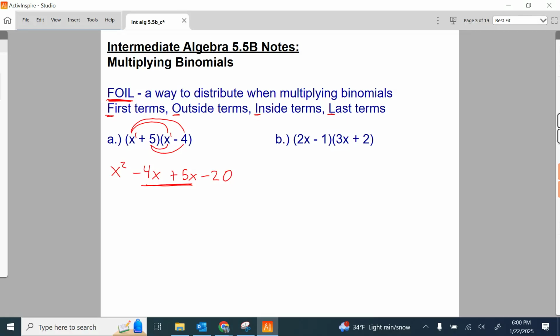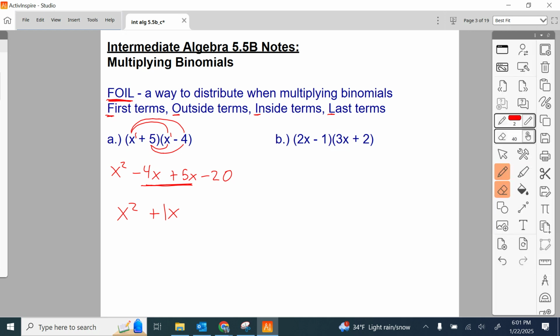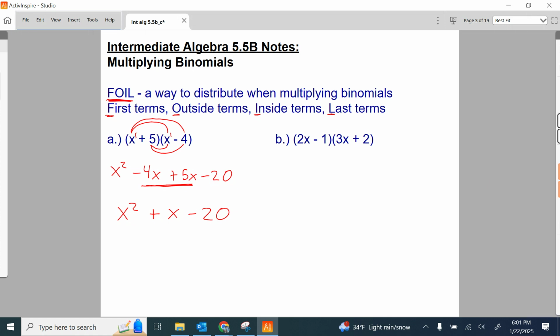So if we do the math, we have minus 4 plus 5. That's going to create positive 1. So our simplified answer is going to be x squared plus just plain x. I mean, you could call it a 1x if you want to, but we usually leave that one off. So that's what I'm going to do. So we have x squared plus x minus 20. Okay, so there's our answer to those two binomials multiplied together.